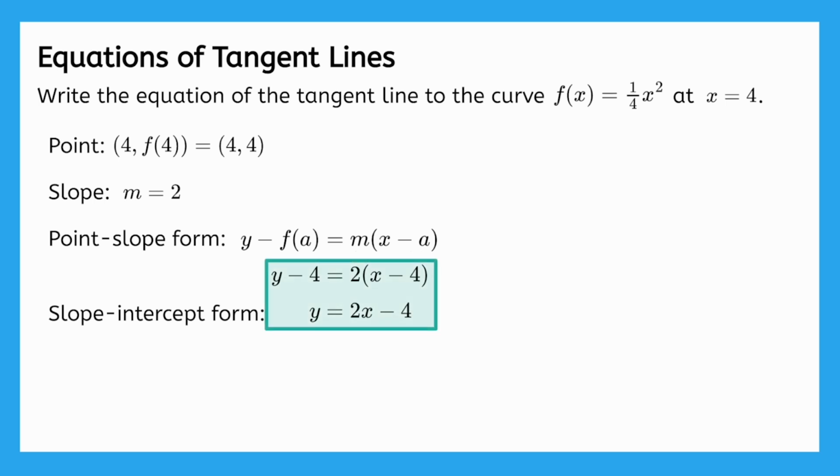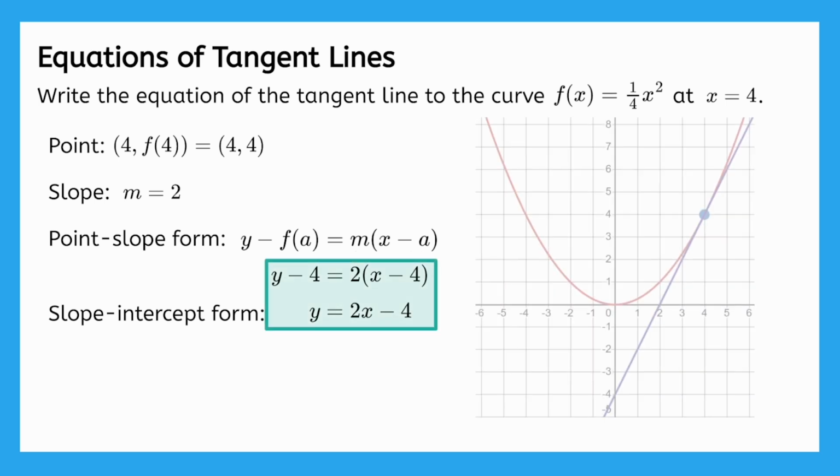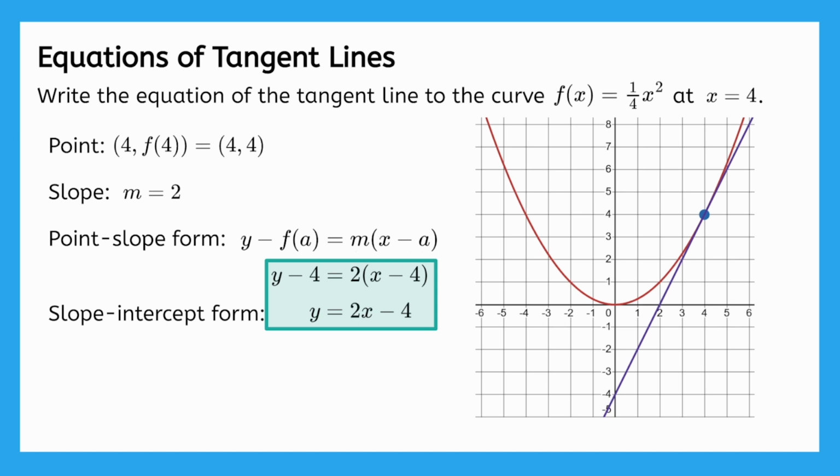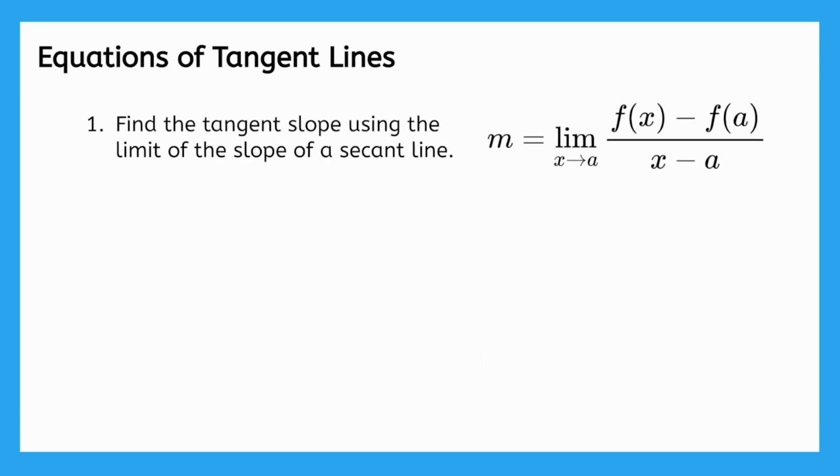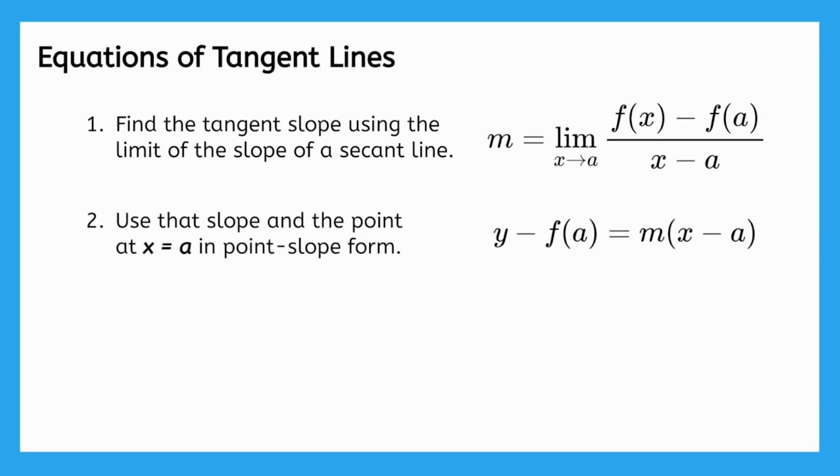In fact, with slope-intercept form, we can more clearly see that this equation is exactly the same as the line we were approximating before, with a y-intercept of -4 and a slope of 2. To recap, to find the equation of the tangent line to a curve at a specific point, find the slope using the limit of the slope of a secant line. Then substitute that slope and the given point into point-slope form.